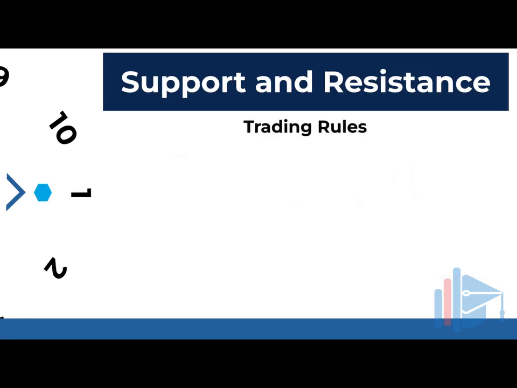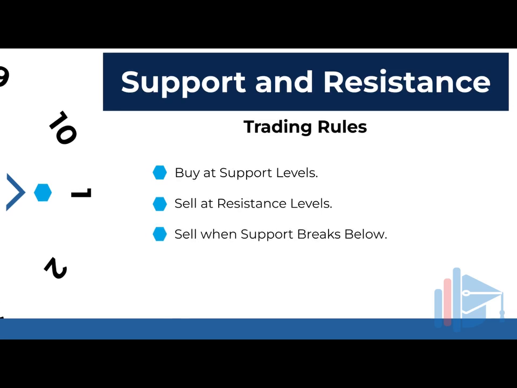A common trading rule is to buy at support and sell at resistance. Additionally, traders often sell when support breaks or buy when resistance breaks. This strategy leverages the natural behavior of prices around these key levels, aiming to maximize profit while managing risk effectively.